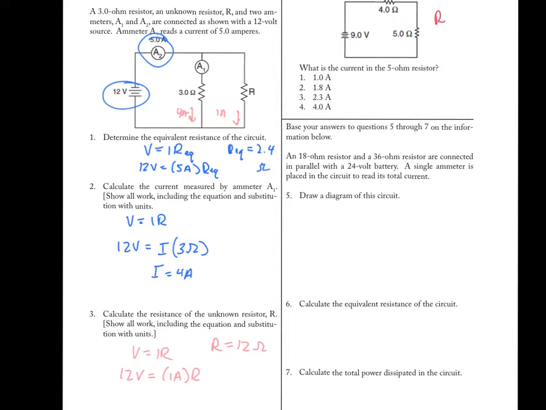Because we are in a series circuit, you just add them up. 9 ohms, 4 plus 5 is 9. Using V equals IR, our voltage is 9 volts. I we're solving for, and 9 ohms here, I is equal to 1 amp. Choice. Next we have a drawing question. It's going to look just like this, like in number 1, 2, and 3.